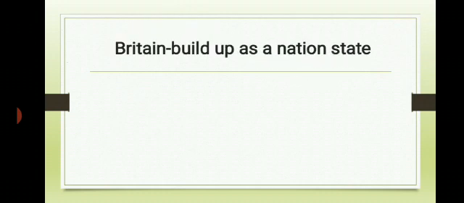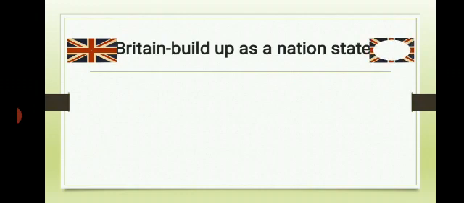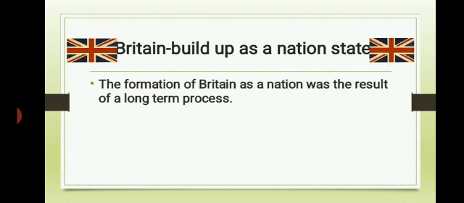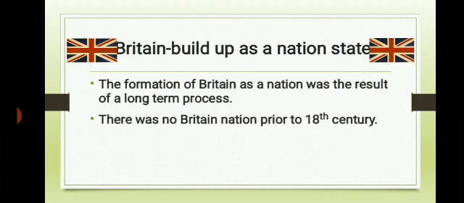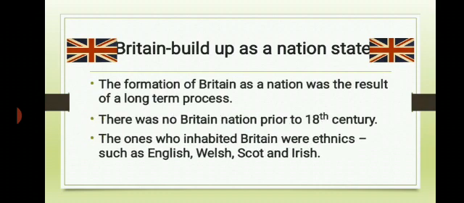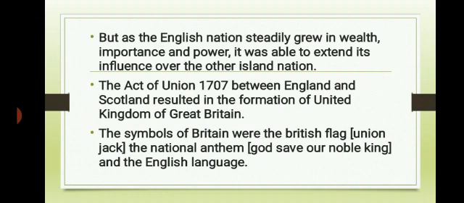Now, to know more about how Britain was built up as a nation state, it's a very interesting story. Children, you must know that the formation of Britain as a nation was the result of a long-term process. There was no British nation prior to the 18th century. The people who inhabited Britain were ethnic groups such as Welsh, English, Scot, and Irish. But the English nation steadily grew in wealth, importance, and power, and was able to extend its influence over the other island nations. The Act of Union 1707 between England and Scotland resulted in the formation of the United Kingdom of Great Britain. The symbols of Britain were the British flag, the national anthem, God Save Our Noble King, nowadays a Queen, and the English language.